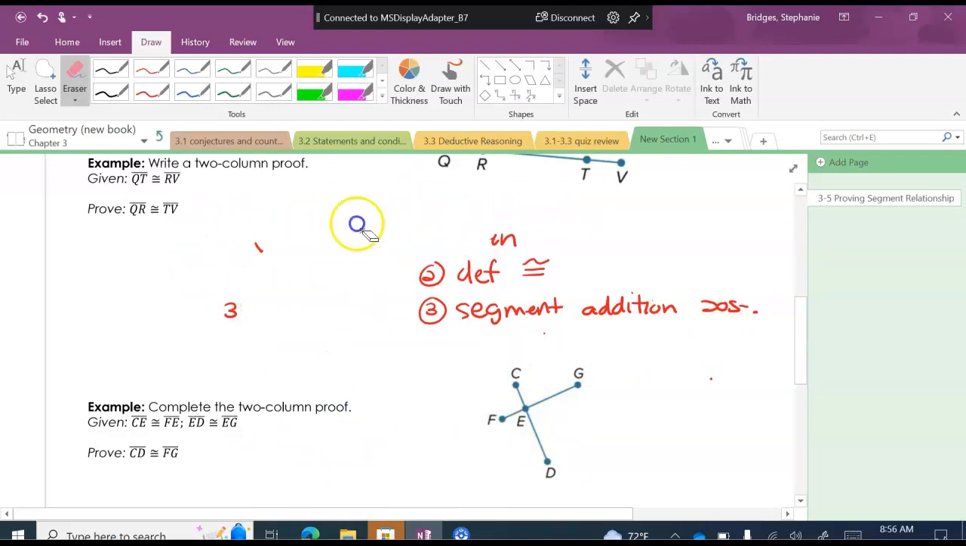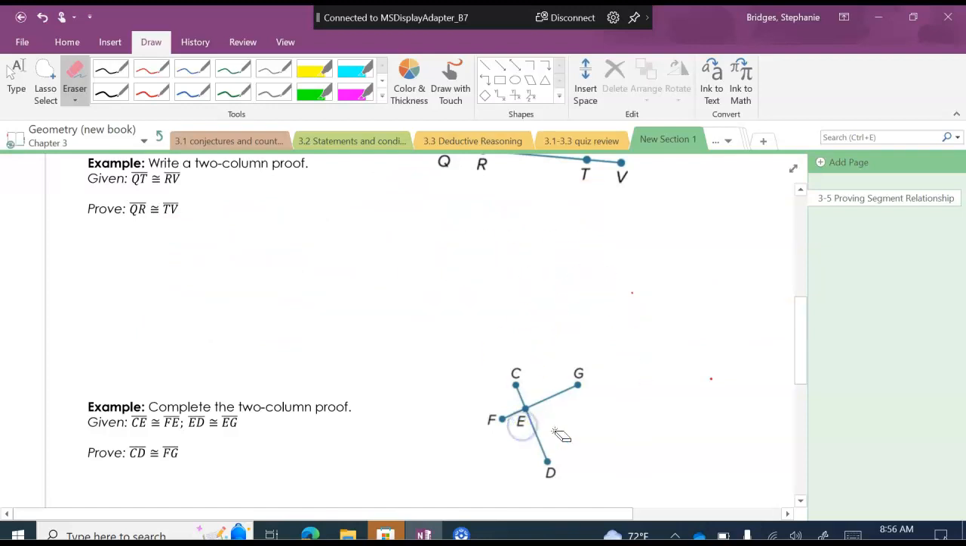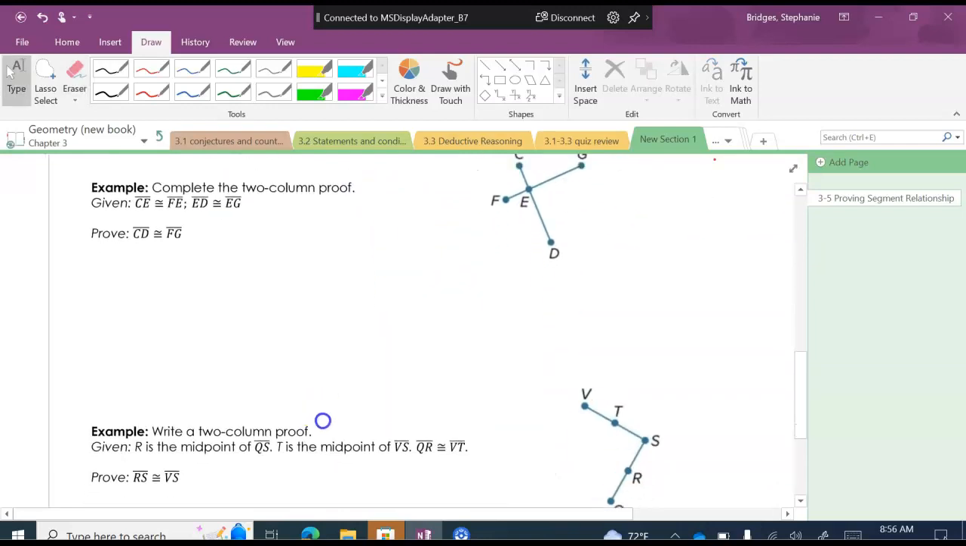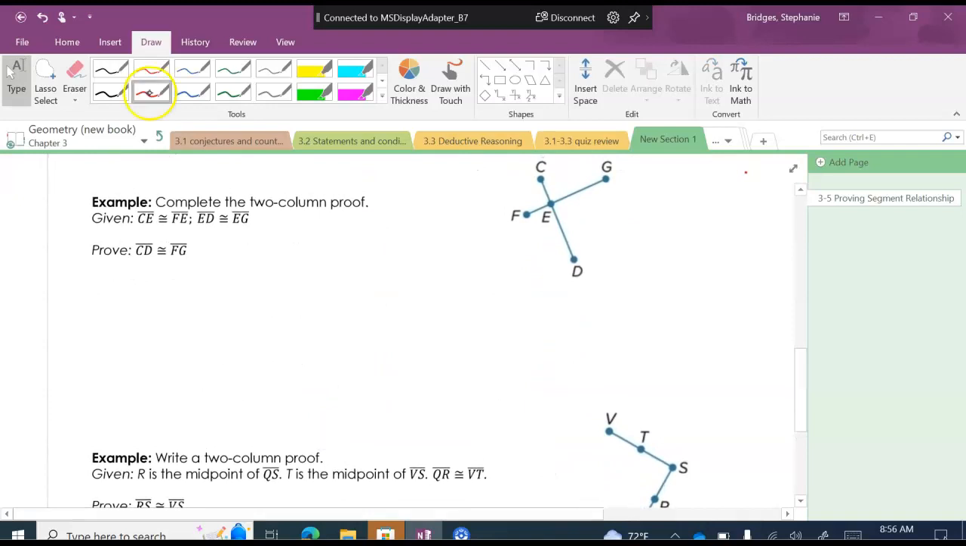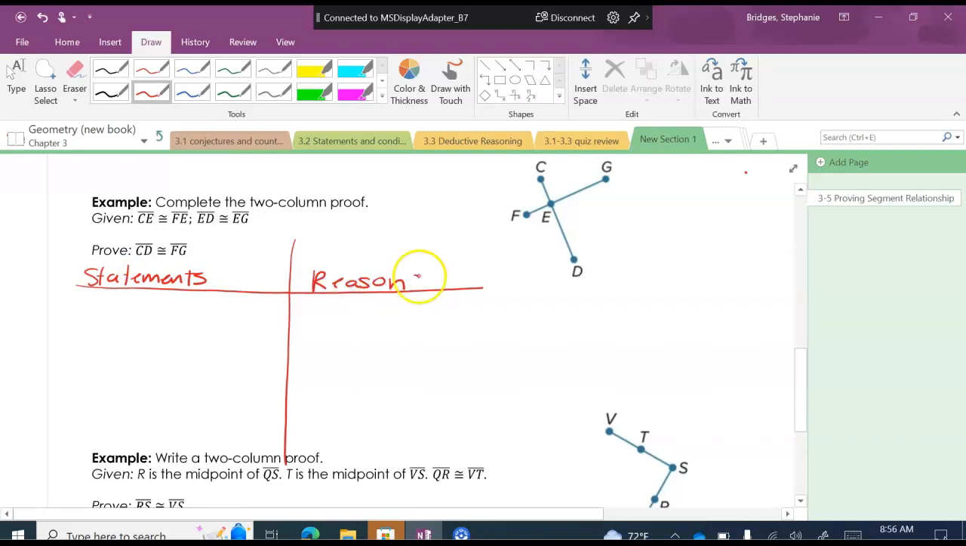All right, so we're going to do the same thing for number 2. Try to write a little smaller this time. Let me go ahead and set up my 2 columns. And what can we already fill in? The given. Okay, so go ahead and write what you're given.